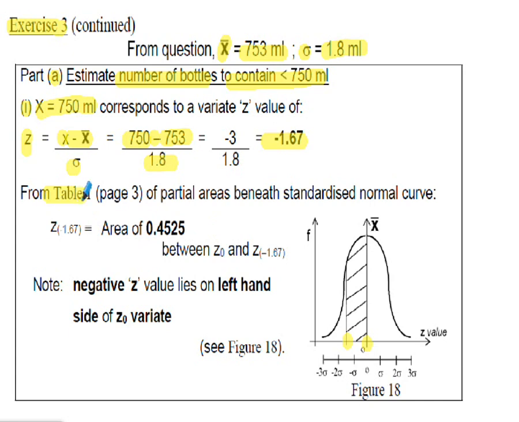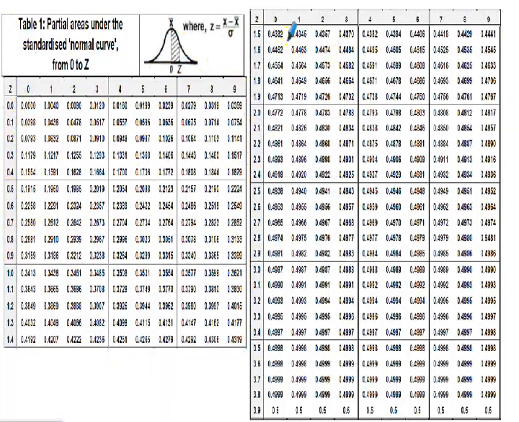And from our table of partial areas, for a Z value of minus 1.67, the area is 0.4525. You can check that from the previous table. From our table of partial areas, our Z variate here, 1.67, gives us a value of area of 0.4525.